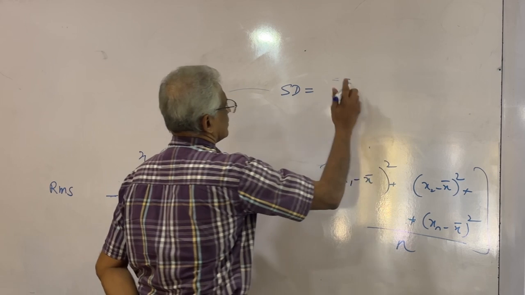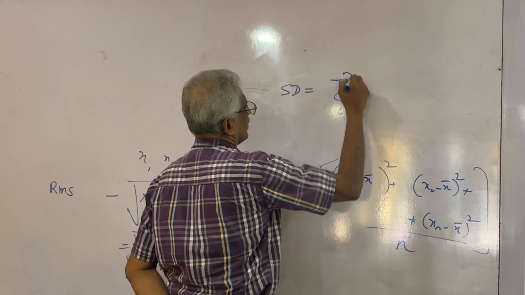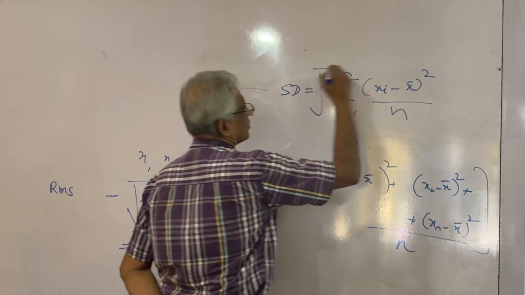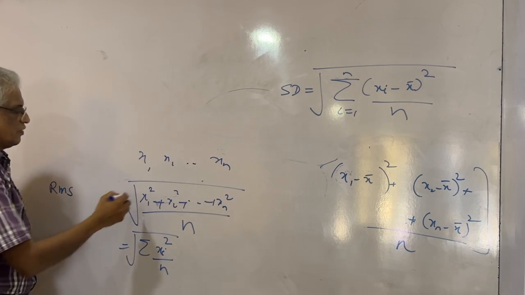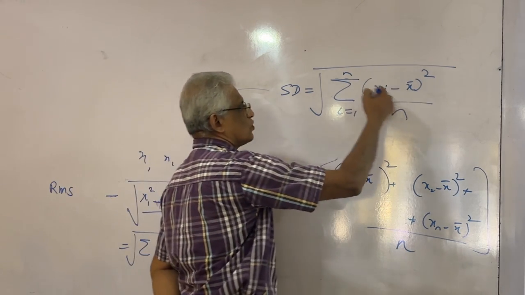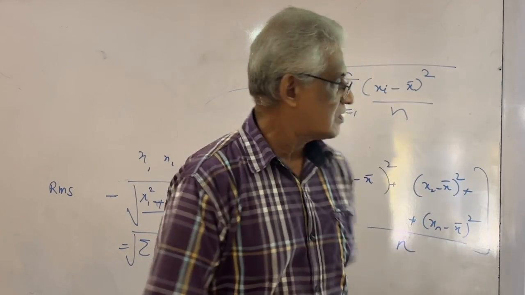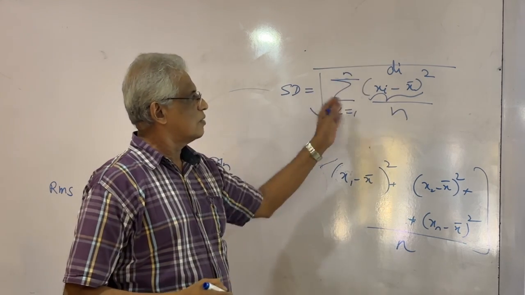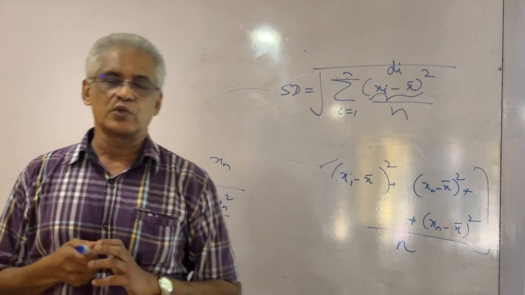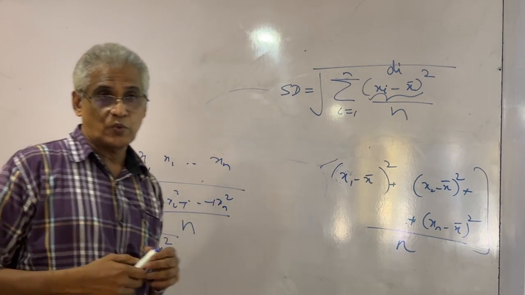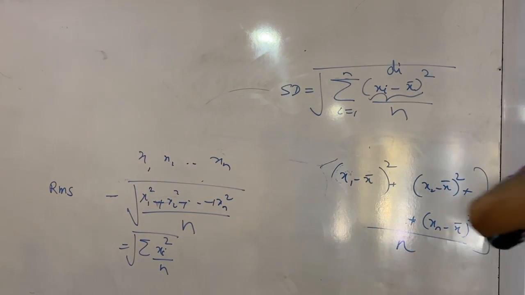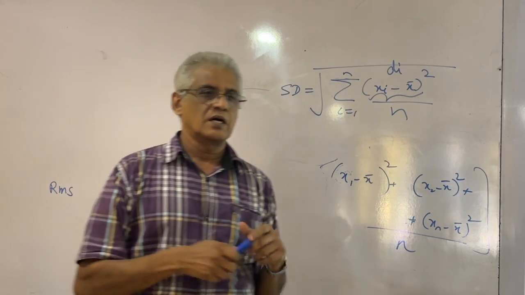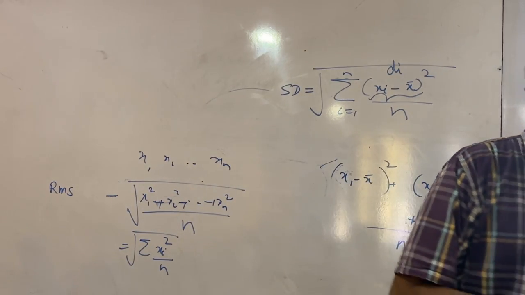The standard deviation is the square root of the sum from i equals 1 to n of xi minus x bar, squared, divided by n. So instead of x square, now we have squared deviations, differences. If you want, you can call it, for example, di. So it's di square, sum of di square divided by n. So it's also the root mean square, not of the individual observations, but of the differences between the mean and the observations. So that is not an easy thing.